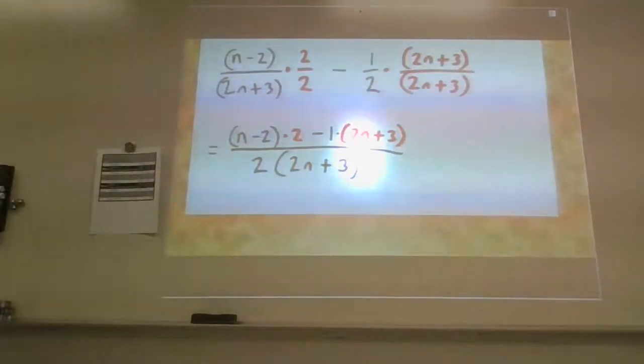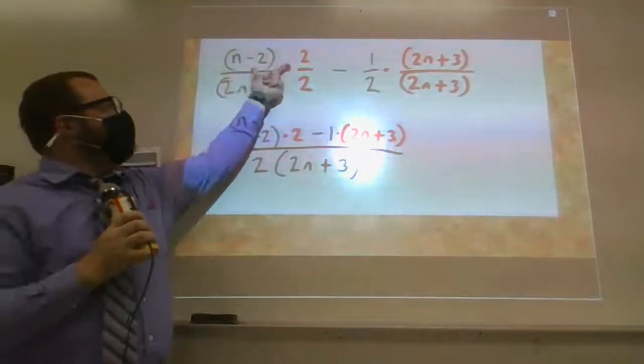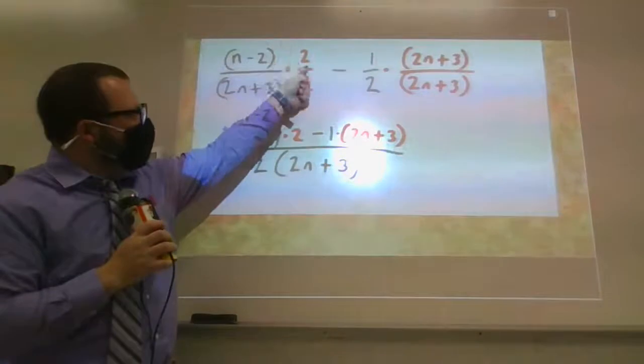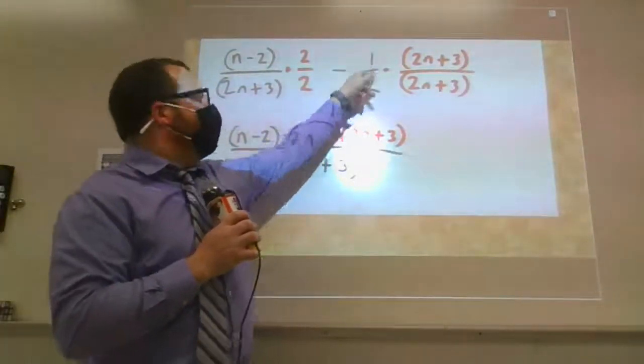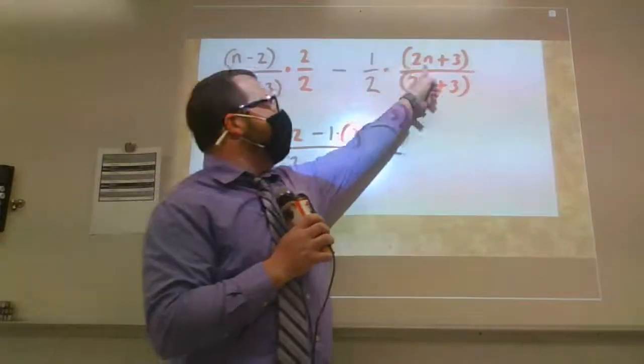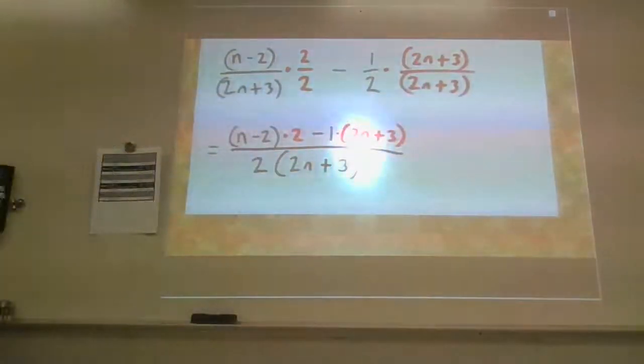I still have to simplify stuff. I still have to distribute in order to make this right. But it was n minus 2 times this red 2. It was, well, technically minus 1. I brought those down, minus 1, times the 2n plus 3. This is the process that you would have to go through. I can leave that denominator, but I'm going to have to do this.